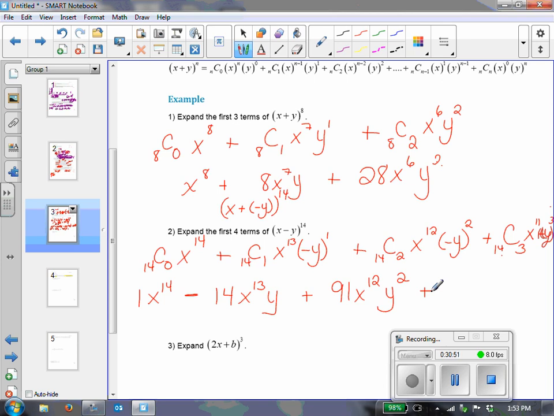So 14 choose 3. 364, thank you. x to the exponent 11, and this is a negative y. And negative y cubed is what? Negative. So that means that changes to a subtract sign.